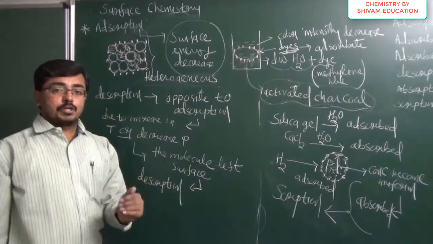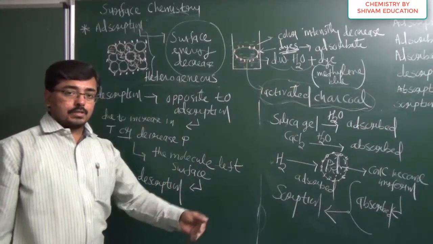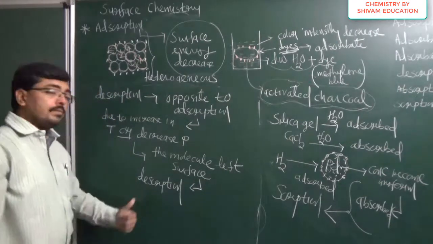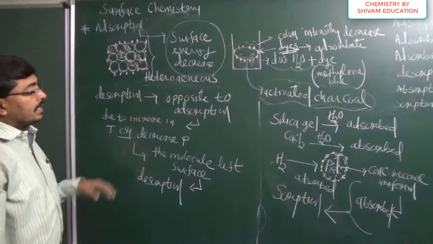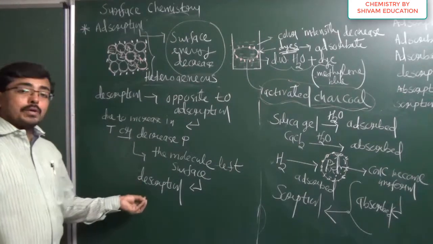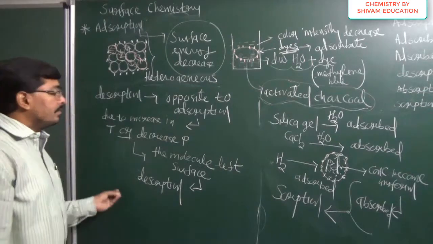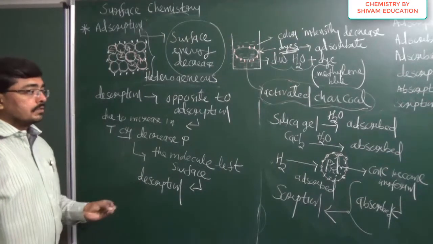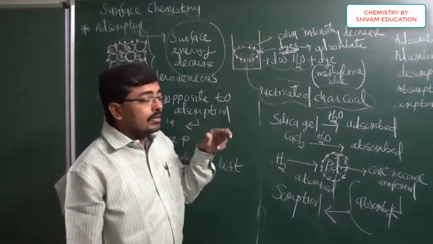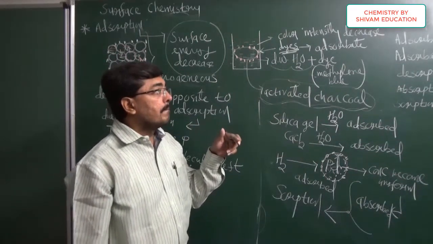So due to the decrease in pressure, the molecules present on the surface will leave the surface. So this will be desorption. So either by increasing the temperature or by decreasing the pressure, molecules can leave the surface, and this phenomenon is nothing but desorption. So now we have to go through a detailed understanding or example of adsorbate.